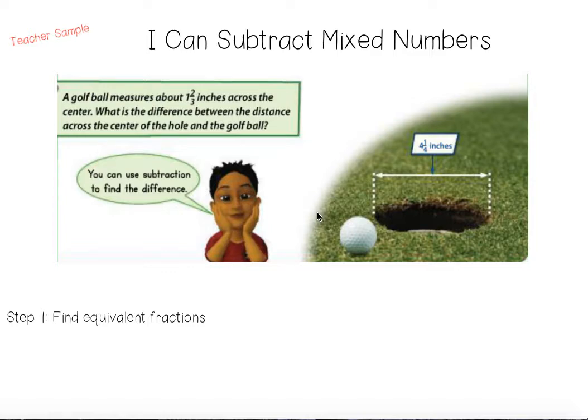A golf ball measures about 1 2/3 inches across the center. What is the difference between the distance across the center of the hole and the golf ball? So using our cubing strategy, we're going to circle any key numbers. So we have 1 2/3. And as we know, some of our key numbers may not always be right in the written problem. So I'm going to circle this key number over here. I'm going to underline the question.